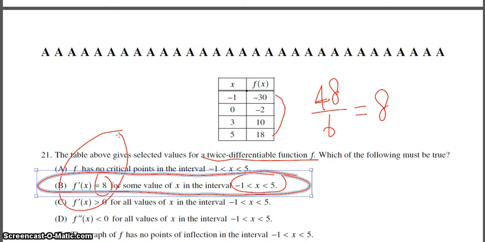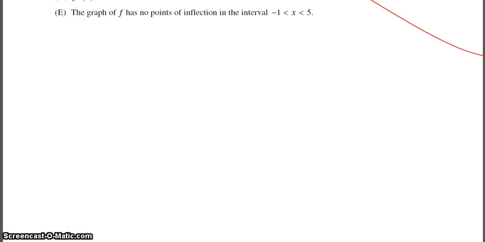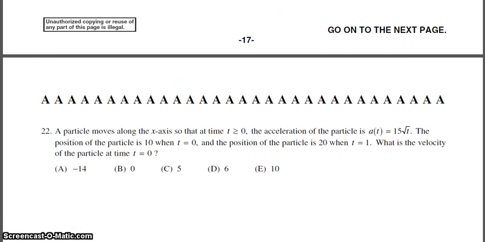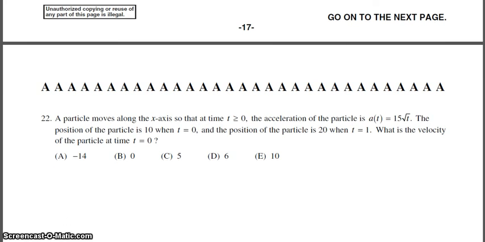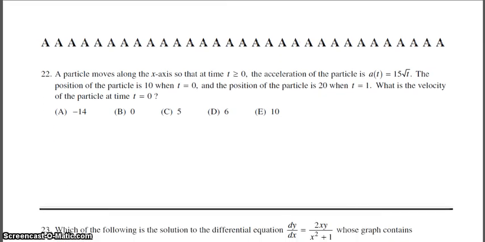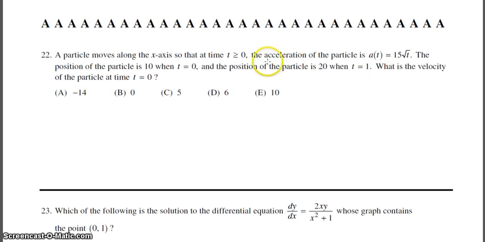Given is a twice differentiable function. Okay, so let's try another question. Oh, this one is good. Question 22. Okay, let's see. They give you the acceleration, they give you information about the position, and then ask you to find the velocity.